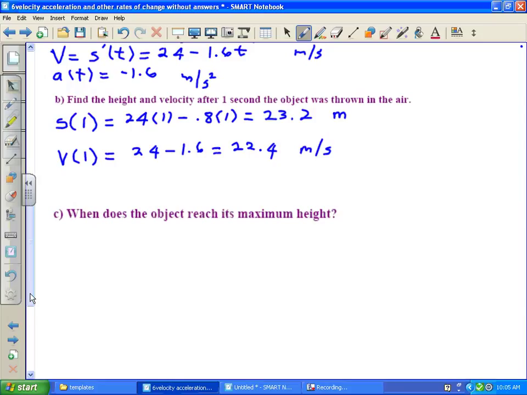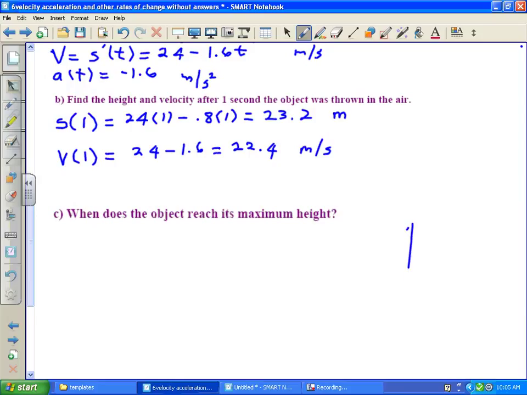So an object is thrown in the air, it goes up to a certain point, and gravity pulls it back. Even though it's maybe lower gravity on the surface of the moon, it will still eventually come down. So the question is, at which moment, after how many seconds it was thrown, does it reach its maximum height? That's the question. And to answer this, we can actually take advantage of what we know about derivatives.